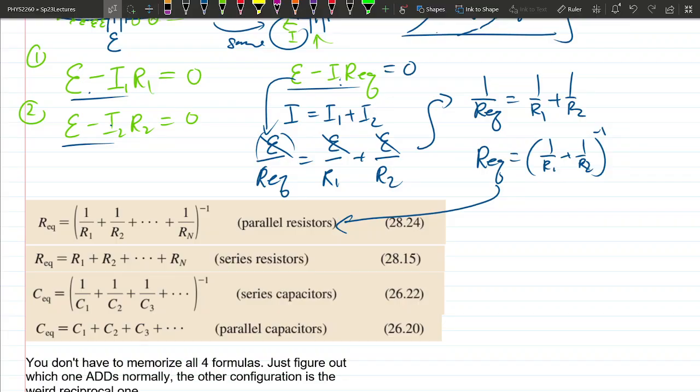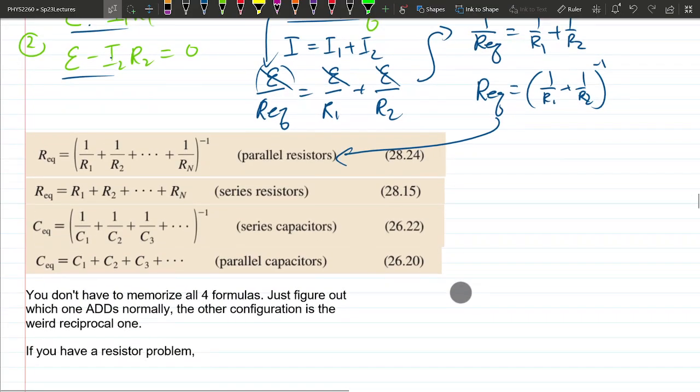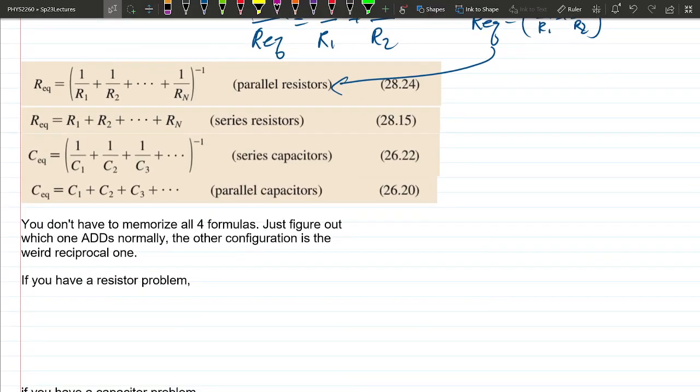The way you want to picture this is going back to the cash register at the supermarket. If you have 4 people in line in series, it's going to take longer for you to check out, so there's more resistance. But if you have 4 checkout counters, each person is able to use their own counter, and it's faster to get through there. So there's less resistance for you to get to your groceries. As I stated yesterday, you don't have to memorize all 4 equations.